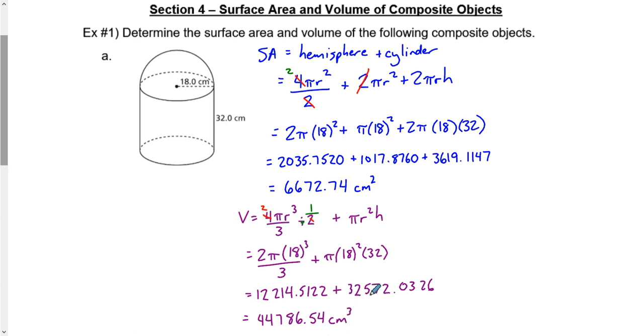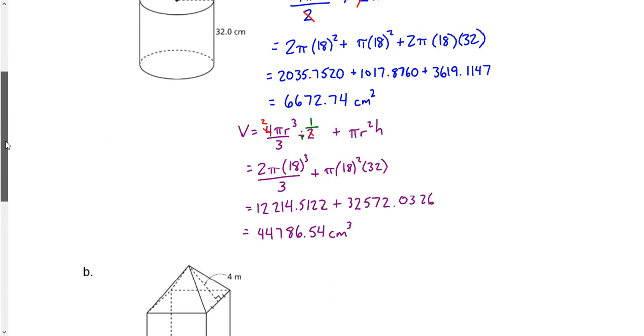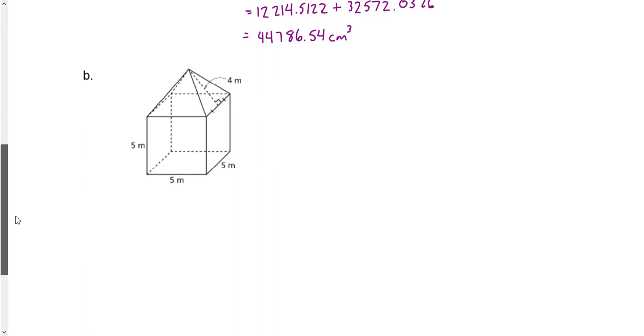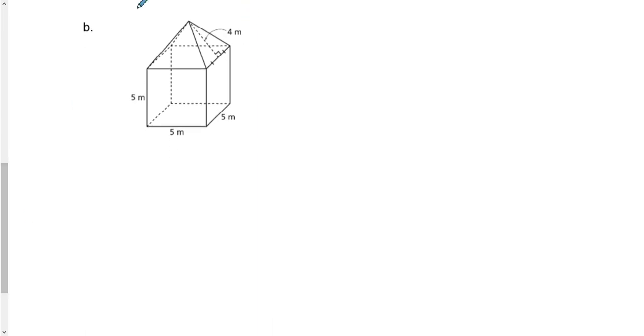So not too bad, especially when everything is straightforward. If things are not completely straightforward, we'll have to do a little bit of extra work. So if we're finding the surface area, we're going to be finding the surface area of the pyramid, adding the surface area of the cube, which is just a square-based prism.